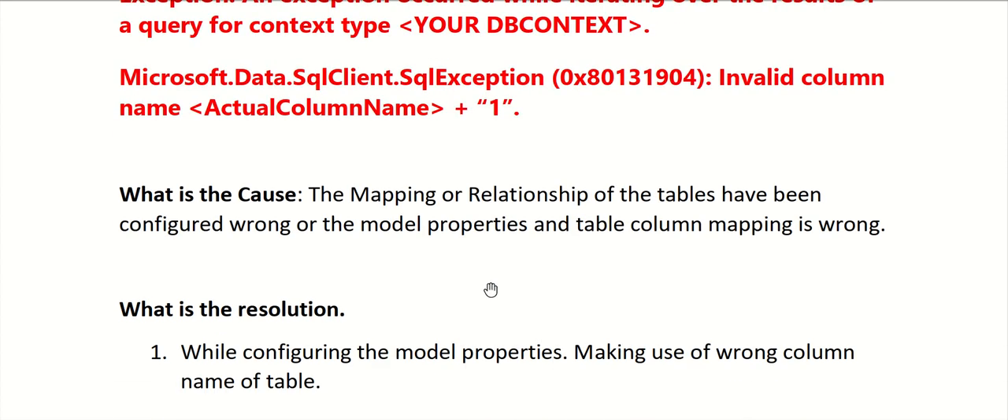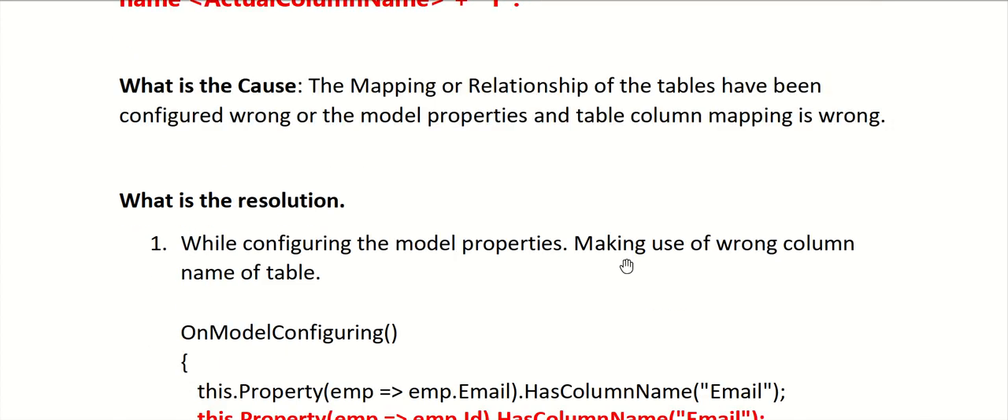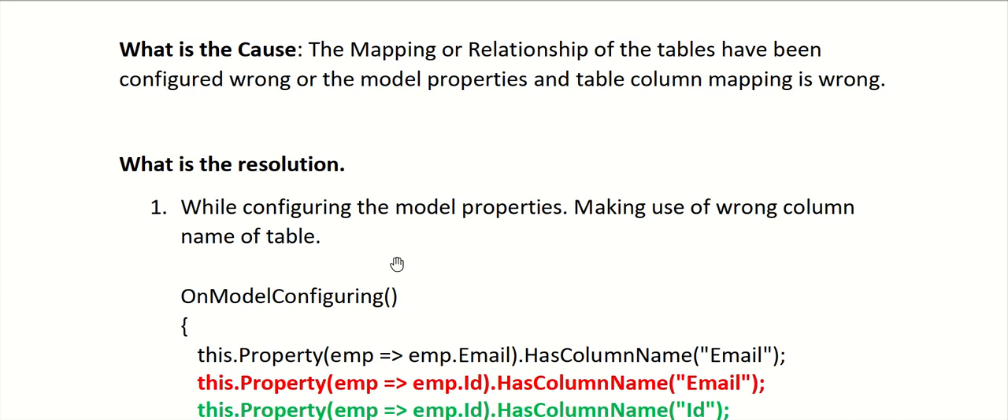So what is the cause? The mapping or relationship of the tables has been configured wrong, or the model properties and table column mapping is wrong. Two possible scenarios that I'm going to explain now. So what is the resolution? While configuring the model properties, a wrong column name was used for the table.